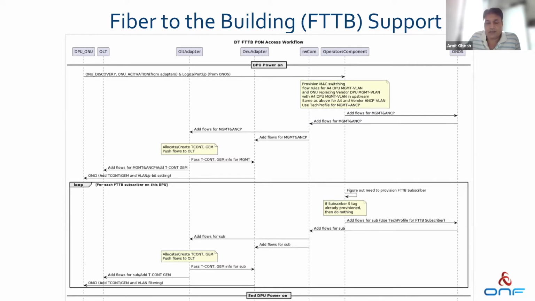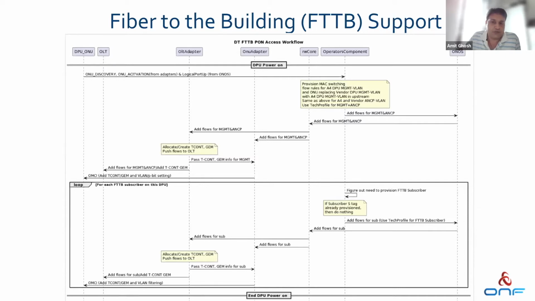Once it knows it's a DPU, it would ask to push flows onto ONOS, to add flows on the management and ANCP VLAN. This is the support that we have added on the ONOS SADIS app, and we have defined different service profiles for the DPU management traffic. We would populate the SADIS configuration accordingly with the DPU management VLANs and the PBITs on the tech profile, and then ask ONOS to add the flows. The ONOS OLT app has been updated to add those corresponding flows.